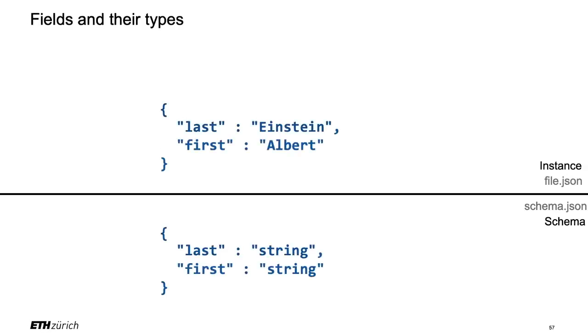Here it's valid. Here's another example. In my schema, I say, if the key is last, then it has to be a string. If the key is first, then it has to be a string. And I have an instance that is valid against that schema, because last Einstein, that's a string. First Albert, that's a string. So that's fine, right? So my instance document is valid against my schema.